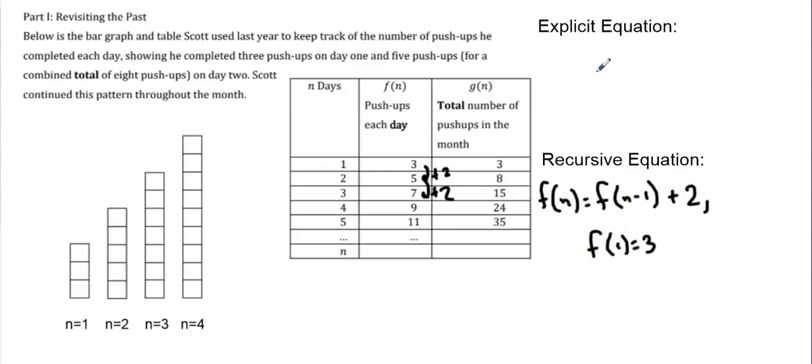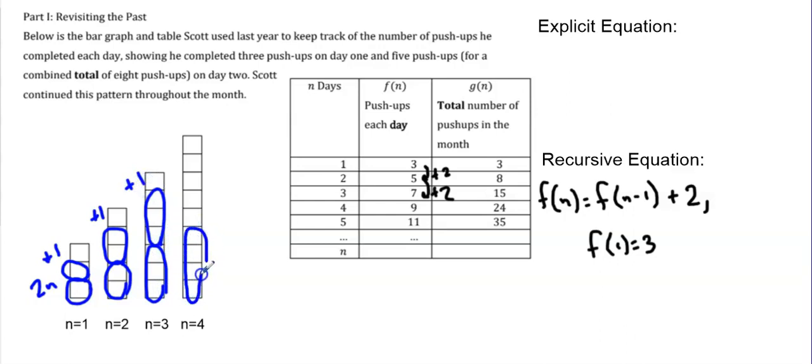Now let's look at the explicit equation. The explicit equation relates the day number to the number of push-ups. If we look at our diagram, when n is equal to 1, I have 2 groups of size n, so that's 2n, and then I have 1 extra. Let's see if this same pattern works for our other days. Now n is 2. I have 2 groups of n plus 1 extra push-up. For 3, I have 2 groups of n plus 1 extra. And the same thing works for the 4th day. That means my explicit equation is f of n equals 2n plus 1.